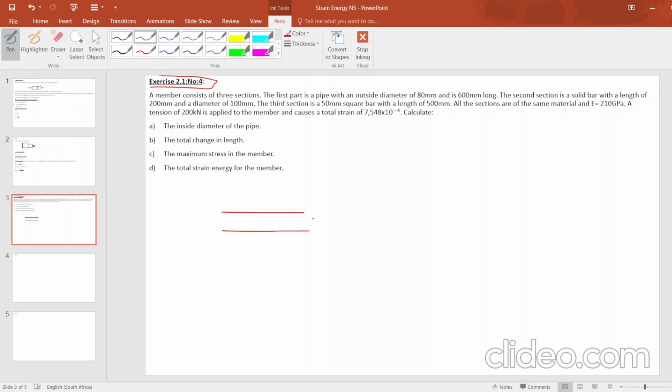Right, we are given this. We are given the outside diameter, the D out. We don't have the D in. Then we are given the solid substance as well, a round bar. It is solid. Then the third one is a square, 50 by 50.